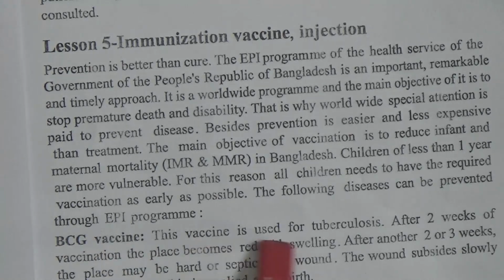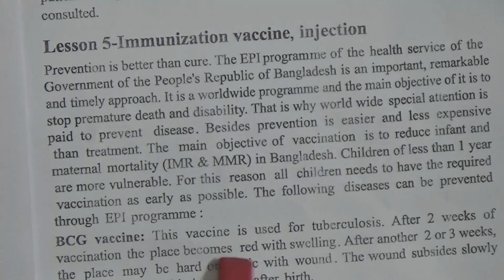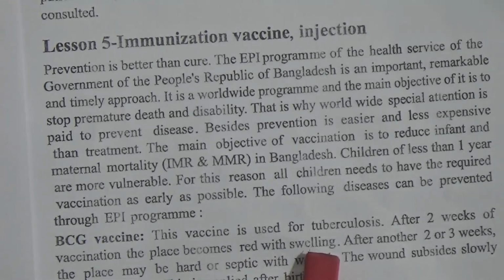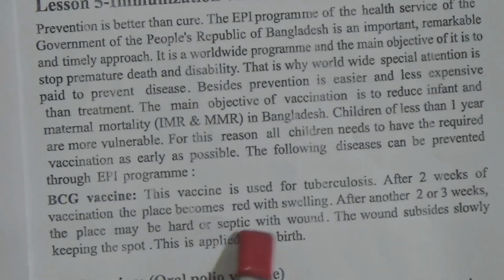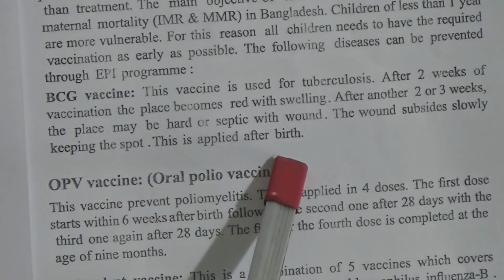BCG vaccine. This vaccine is used for tuberculosis. After 2 weeks of vaccination, the place becomes red with swelling. After another 2 or 3 weeks, the place may be hard or septic with a wound. The wound subsides slowly, leaving the spot. This is applied after birth.